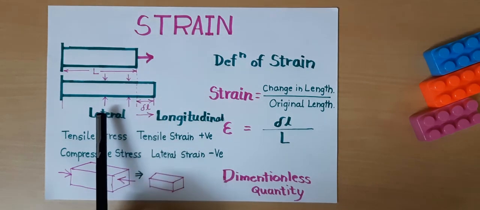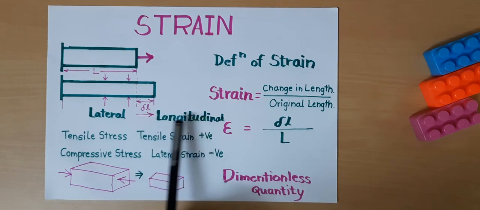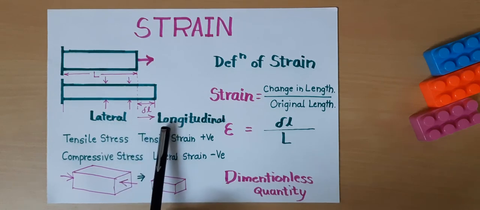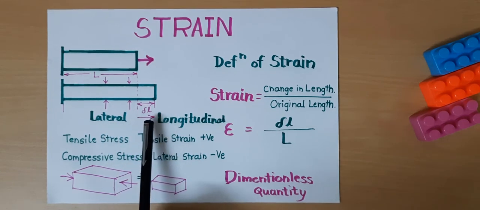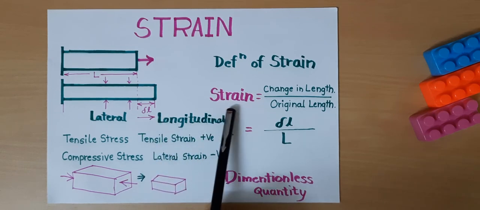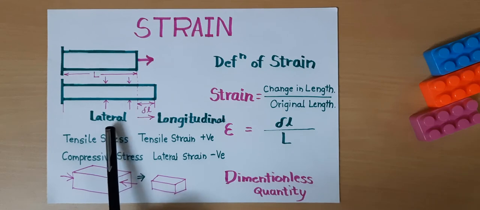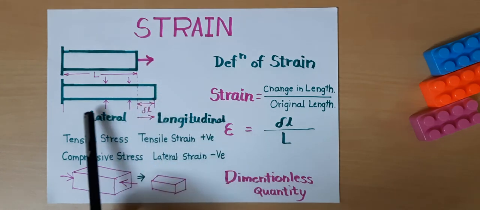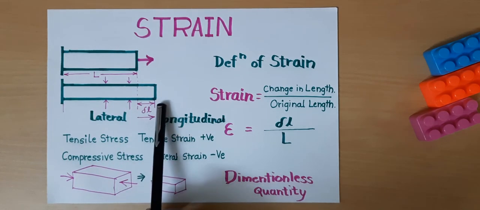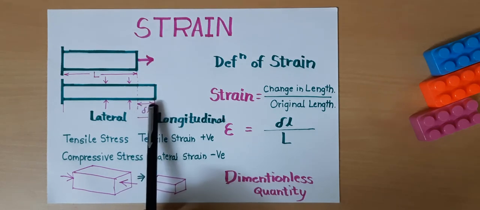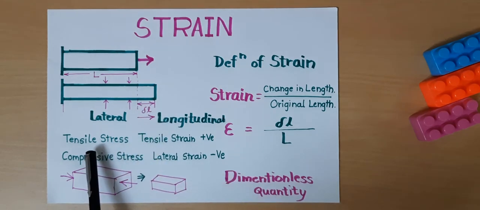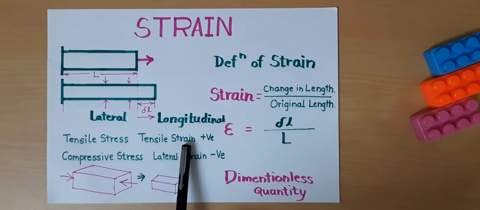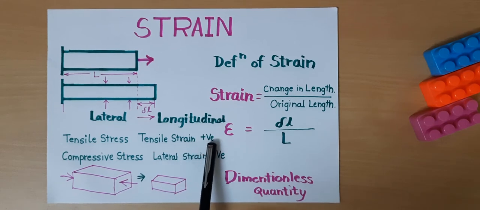Here there are two directions. One is the longitudinal direction, and one is the lateral direction, which is perpendicular to longitudinal. So longitudinal direction deformation causes longitudinal strain, while lateral deformation causes lateral strain. When we apply the load, this length is trying to extend, or it is increasing. That is why it is also called tensile strain. So tensile stress causes tensile strain, and it is denoted by a positive sign.